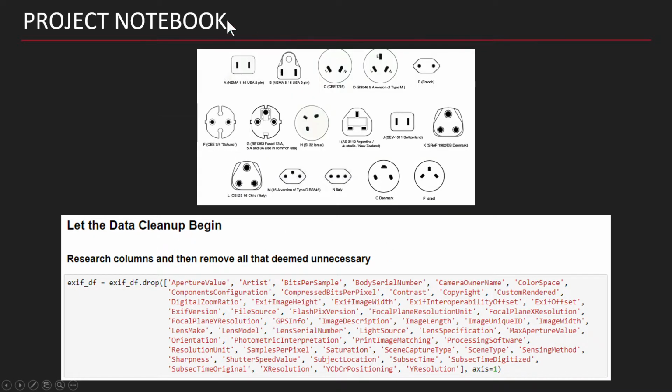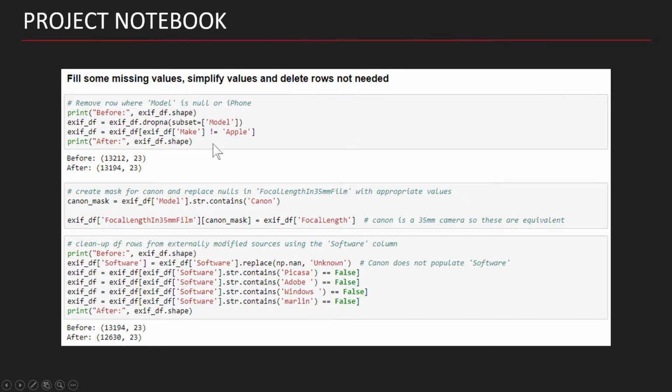This is what I think of EXIF data. Every manufacturer likes doing something different, and even though it's supposed to be standardized, it really isn't. After some research, I could remove all these columns before I even started doing other extensive data cleanup. I removed some columns based on the model, and then Canon did not store the focal length in the appropriate column, so I copied it over to the right place. Removed rows that had been edited using software because that might throw off my analysis.